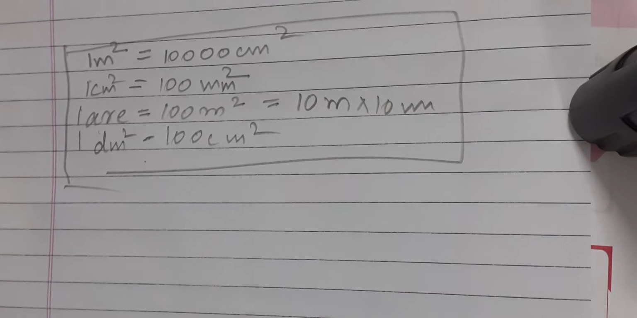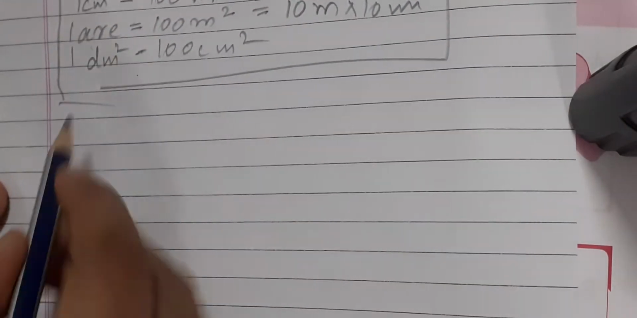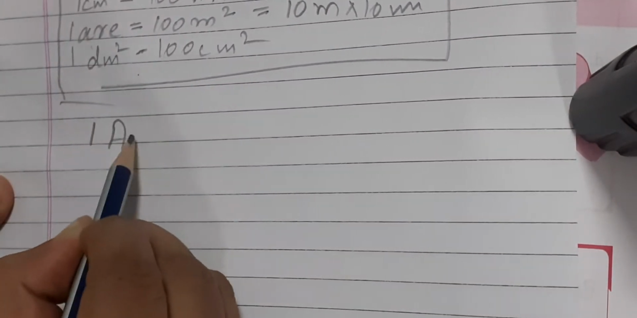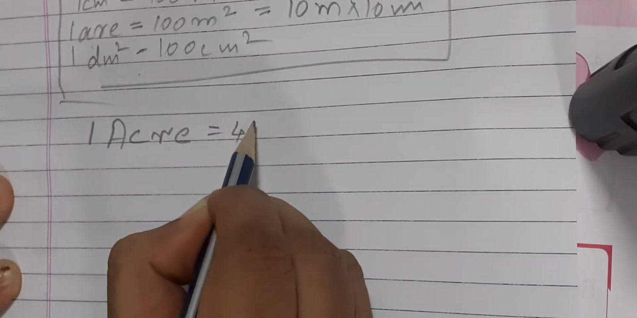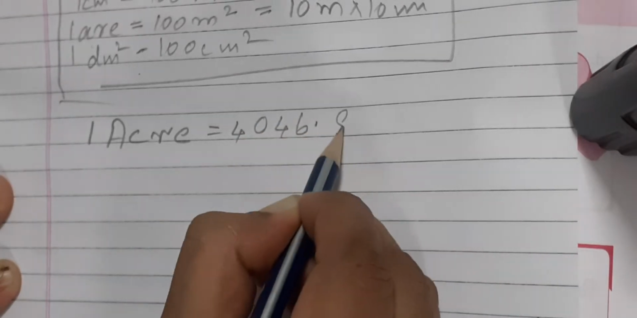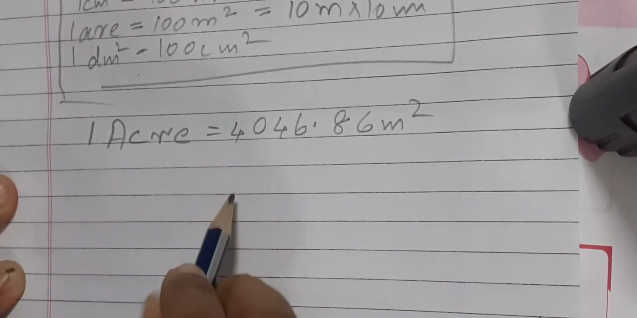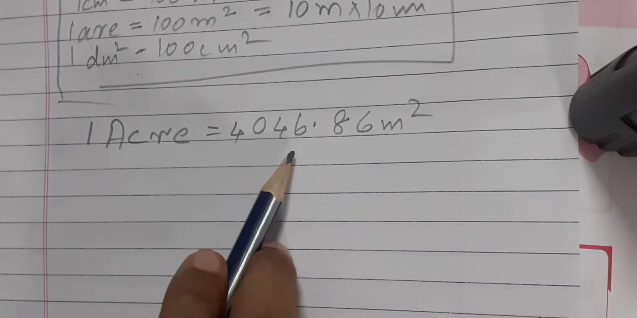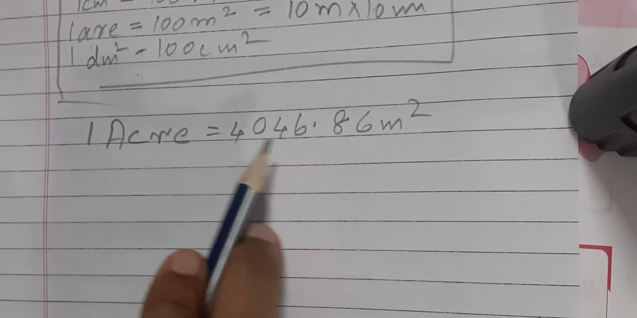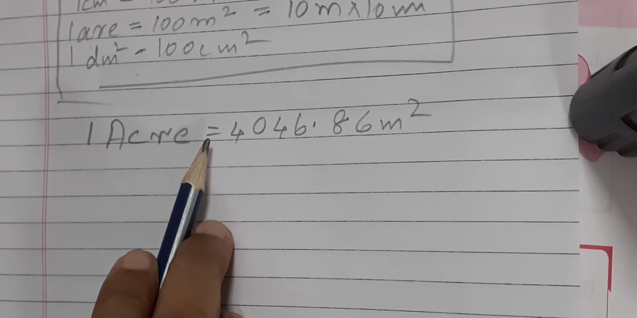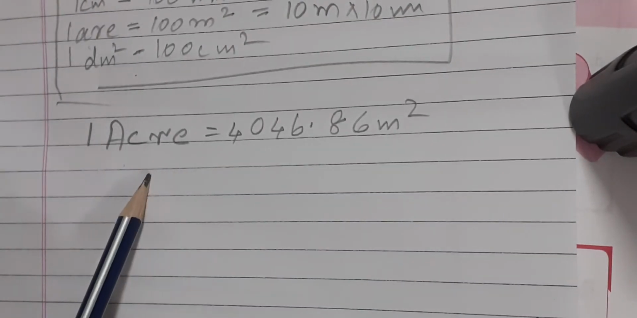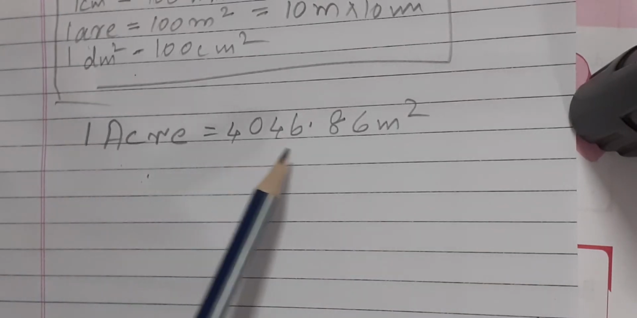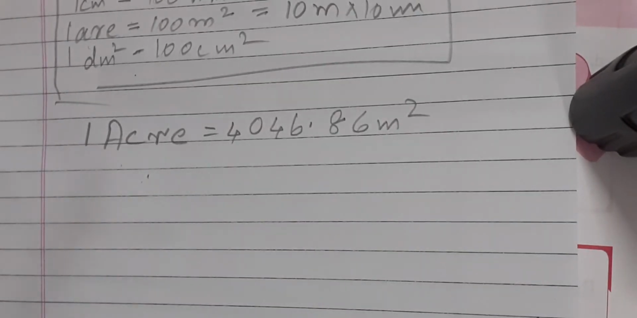Now one more unit you have to learn, that is 1 acre. 1 acre is equal to 4046.86 meters square. Acre is a unit used to measure land area. Usually you may hear this, 1 acre is equal to 100 cent, like that. And also acre we use to measure land area. 1 acre is equal to 4046.86 meters square.